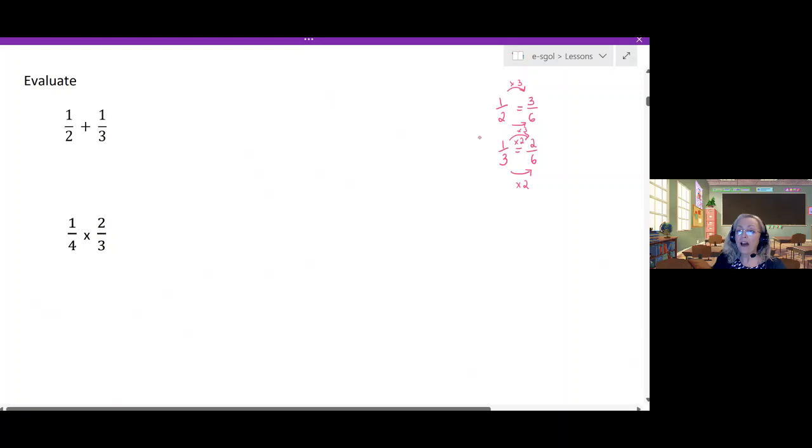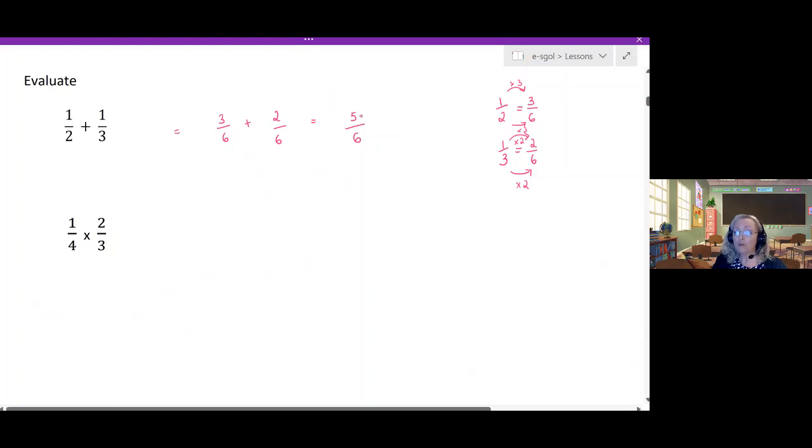Once I've done that, I can change this problem and then I can do the addition. So 1/2 is actually 3/6 and 1/3 is 2/6. And now these have the same bottom number, the same denominator. I can just add the tops. So 3 add 2 is 5. And then the bottom stays as 6. A common problem here would be for someone to say that this was 5/12, but it is only the top that you add.